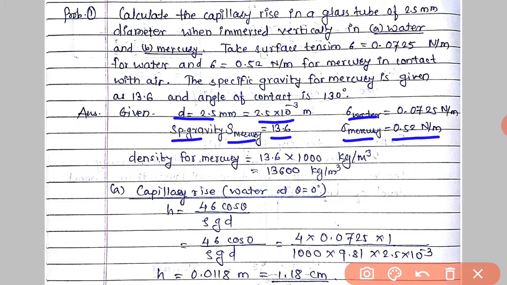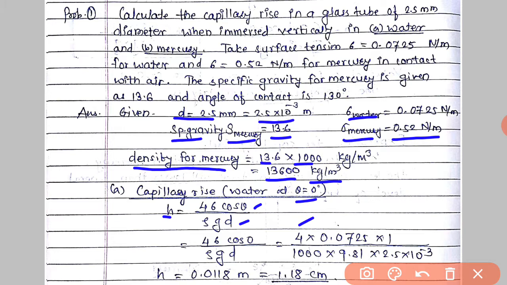So now we can calculate density for mercury. Density for mercury equals 13.6 into 1000, so 13600 kg per meter cube. This will be the density for mercury. Now capillary rise in the case of water at theta equal to 0 degree. For water, the angle of contact is 0 degree, so cos 0 will be 1. So the equation will be h is equal to 4 sigma cos theta upon rho g d.